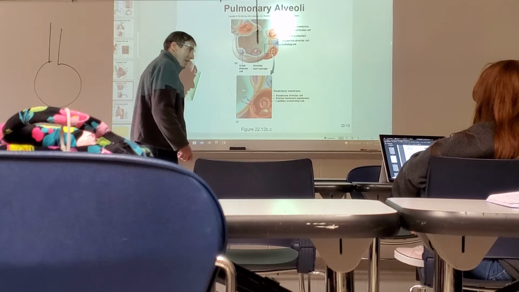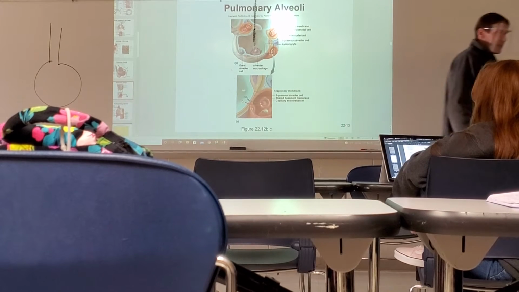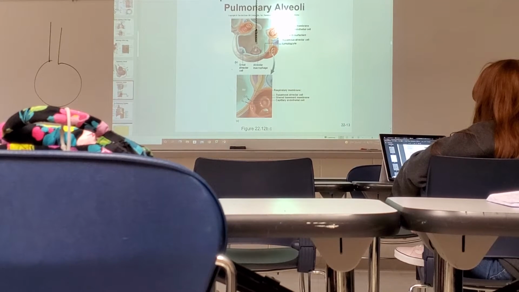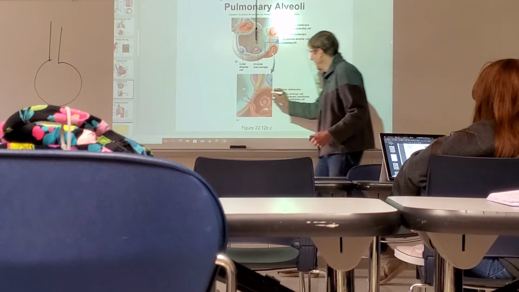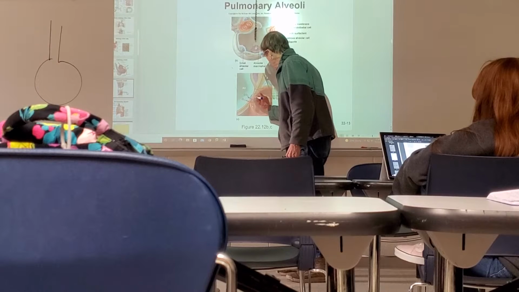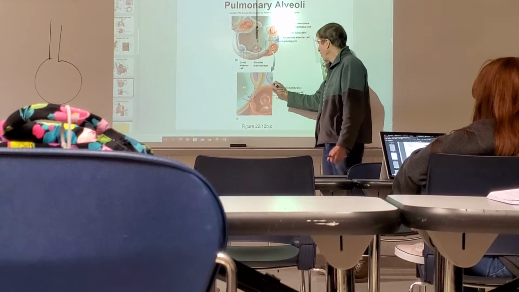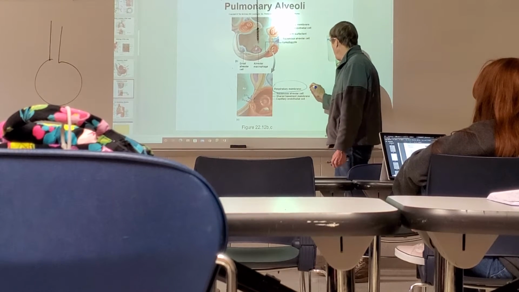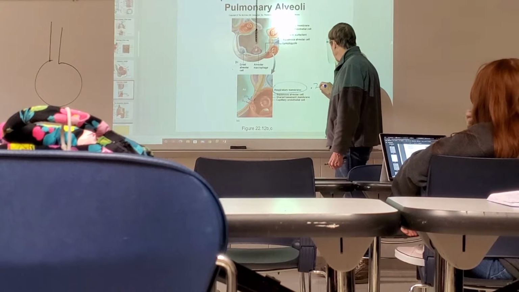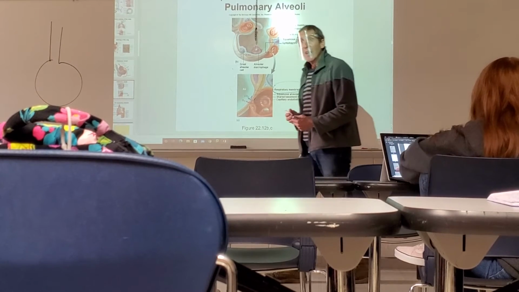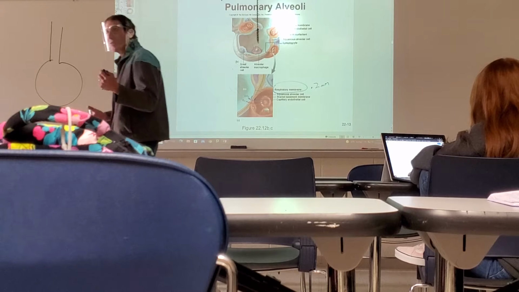But this membrane right here, the membrane that separates the air in the alveolus from the blood in the pulmonary capillaries. That's called the respiratory membrane. It's something like 0.2 micrometers in diameter. It's really thin. Again, this is nearly soap bubble thin.